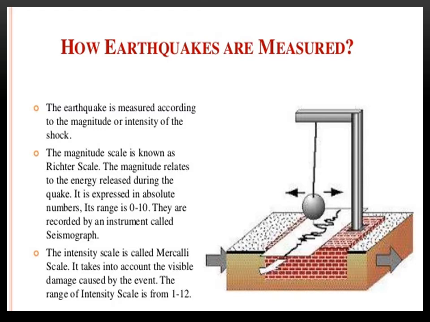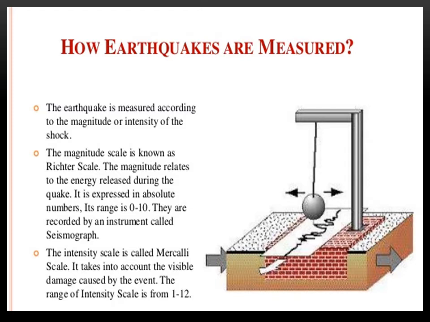How are earthquakes measured? An earthquake is measured according to the magnitude or intensity of the shock. Magnitude or intensity, shiddat, of the movement. The magnitude scale is known as the Richter scale, and the magnitude relates to the energy released during the quake. It is expressed in absolute numbers. Its range is from 0 to 10. They are recorded by an instrument called the seismograph.